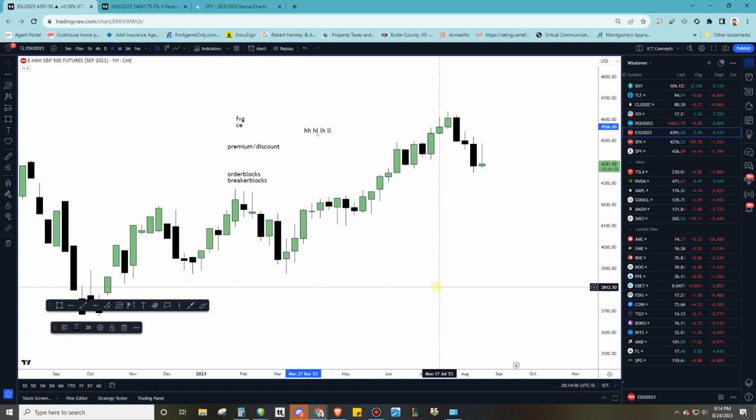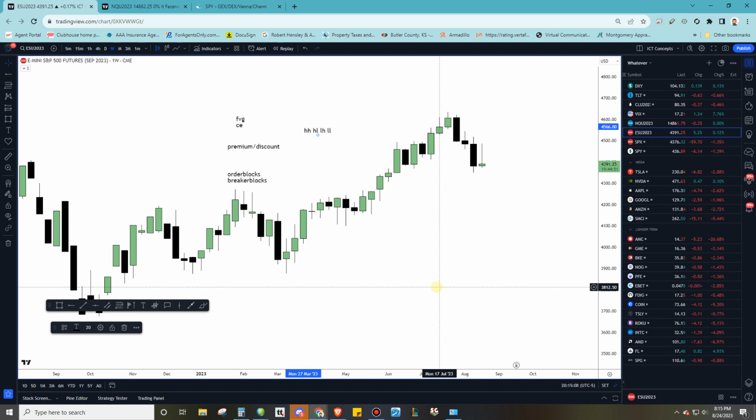So that's the first thing you want to get around your head: where are the higher highs, where are the higher lows? If you have a good basic understanding of that, all the other stuff is just fancy jargon, but it's super helpful because it creates a framework for you.